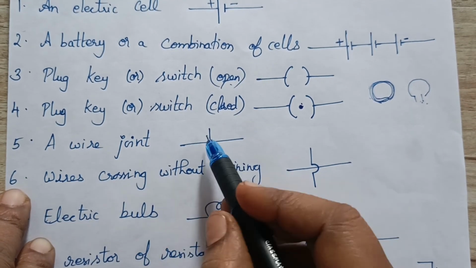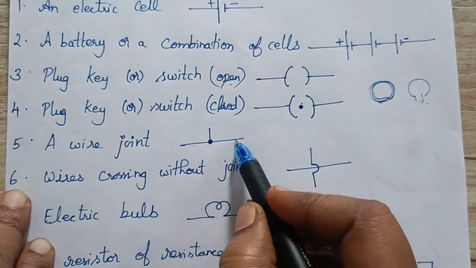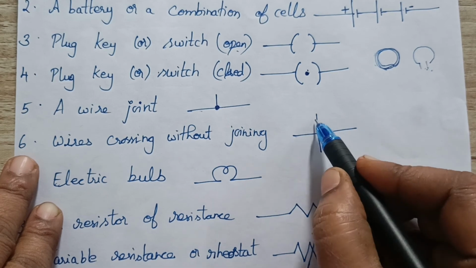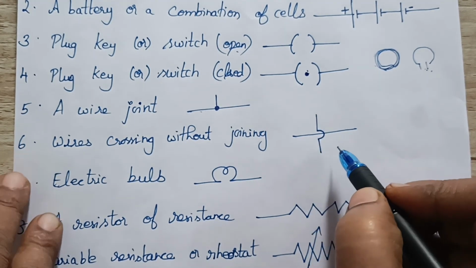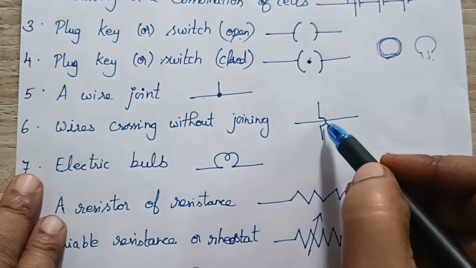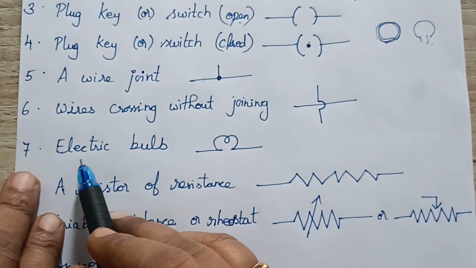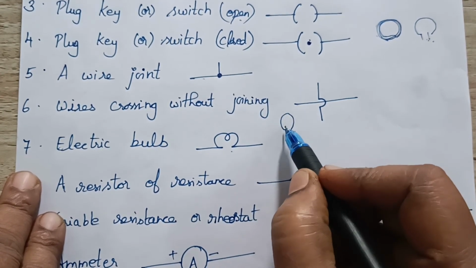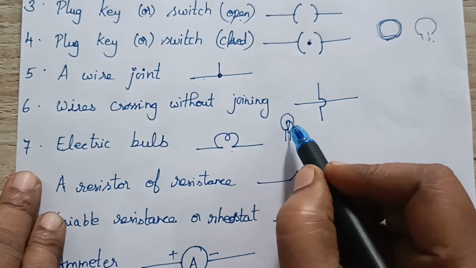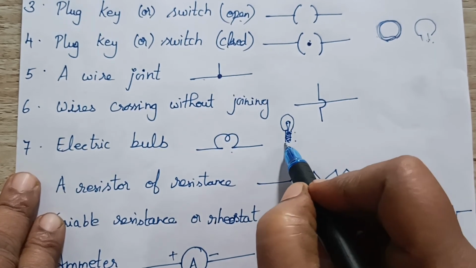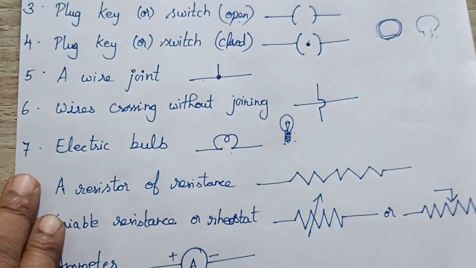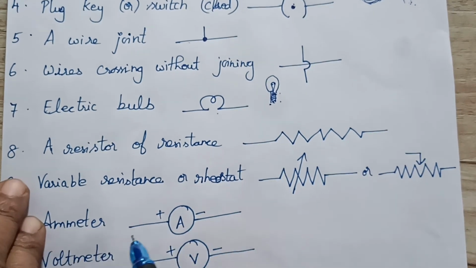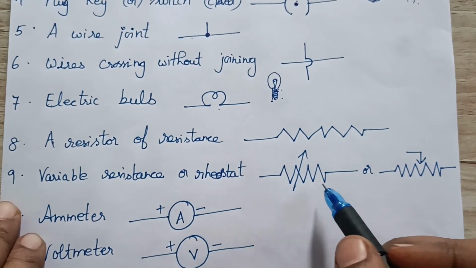Next, a wire joint. A wire joined to this circuit is represented like this, and a wire crossing without joining is represented by this. The wire may pass above or below the circuit. Next, an electric bulb is shown like this, or they can even draw the bulb like this with the tungsten filament. This is a simple form of representing the electric bulb. And a resistor, to reduce the current flow, is given like this, and a variable resistor or rheostat is given like this.